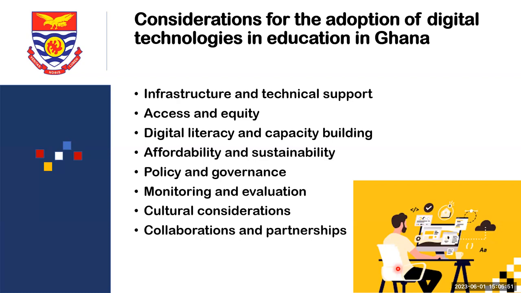And then access and equity, ensuring digital technologies bridge the digital divide. Efforts should be made to provide devices and internet connectivity to all students, regardless of their geographical location or socioeconomic background. Special attention should be given to marginalized groups, including those in the rural areas and students with disabilities. We have to help students with disabilities by providing them with assistive technologies.